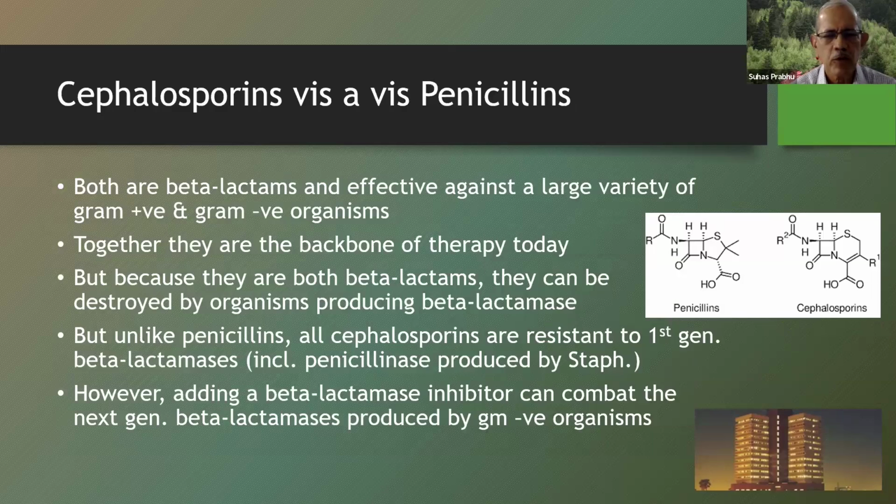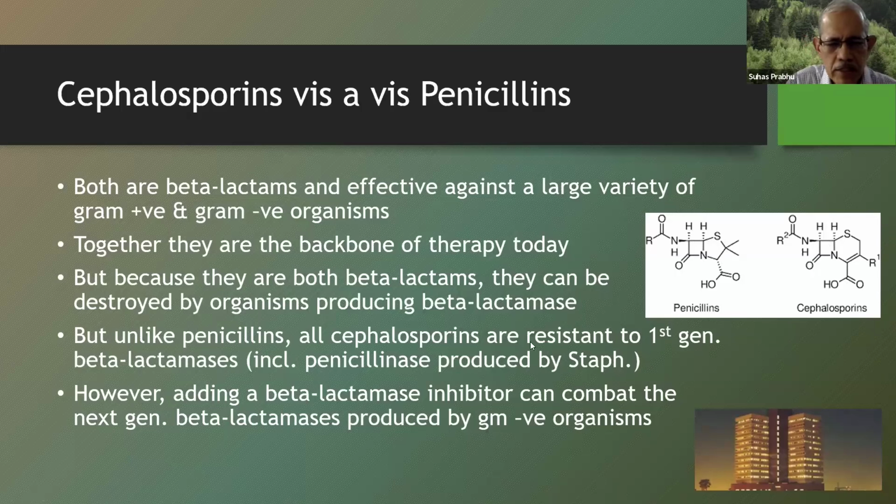One word about cephalosporin vis-a-vis penicillin, and then we're going to have one more rule. Both are beta-lactams. So they're effective against a large variety of gram-positive and gram-negative organisms. They are the backbone of therapy today. But because they are both beta-lactams, and here you can see the structure, there is a similarity in the structure of penicillins and cephalosporins. This is that beta-lactam ring. So they are both destroyed by beta-lactamase produced by pathogens.